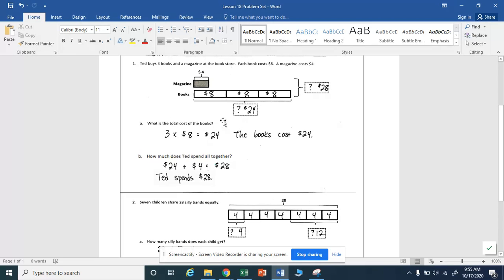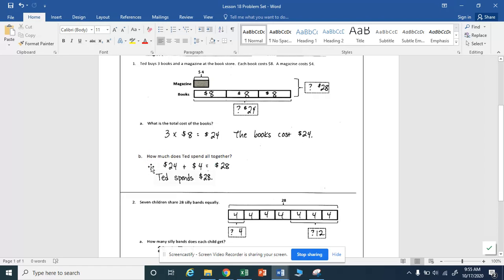the total cost of the books is, then we could skip count by threes 8 times, or we could add 8 plus 8 plus 8. 8, 16, 24. We know that 3 times 8 equals 24, so the cost of the books is 24.